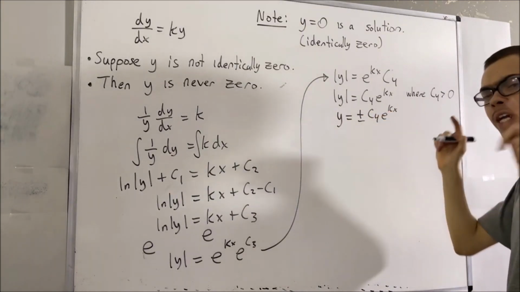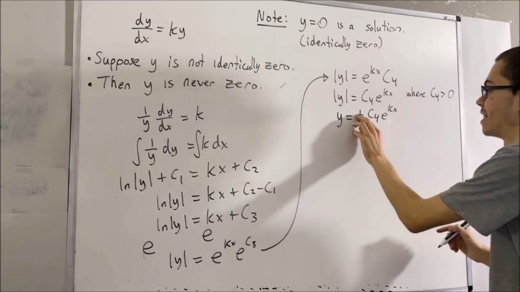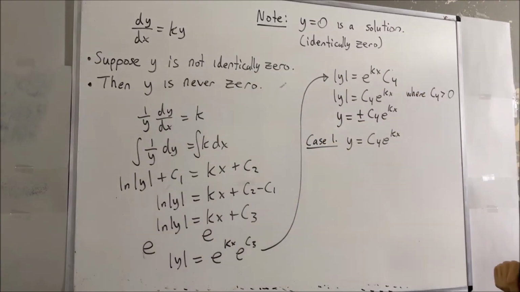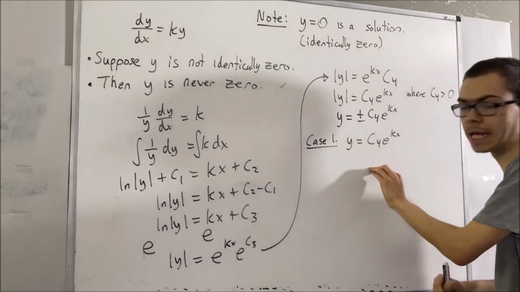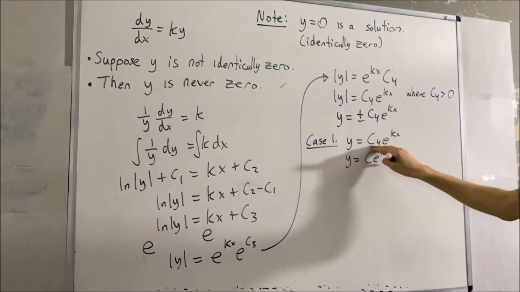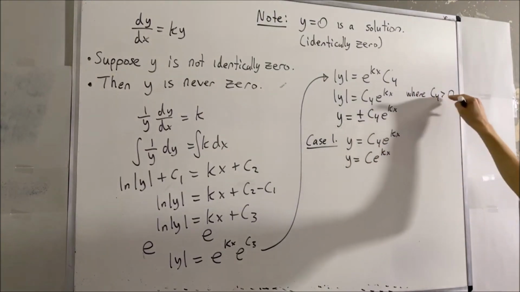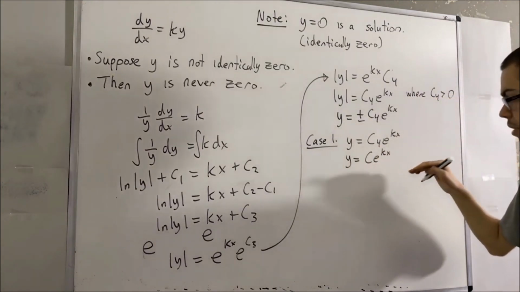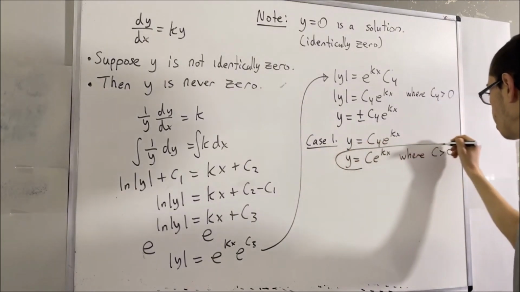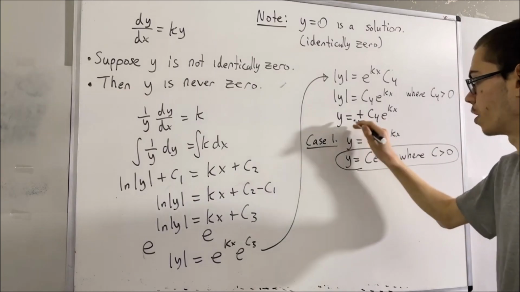So we're going to consider case 1, where y is the positive of this thing. Now I'm just going to rename c4 to a new constant c. Since c4 is equal to c, and c4 is greater than 0, we have that c must be bigger than 0. So this would be my general solution in case 1.